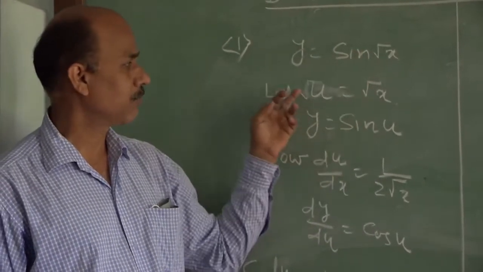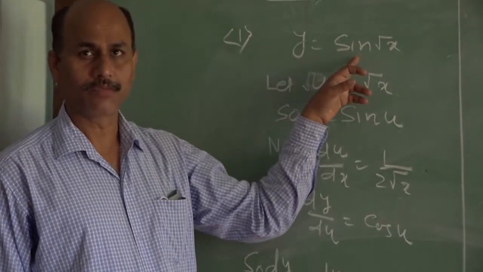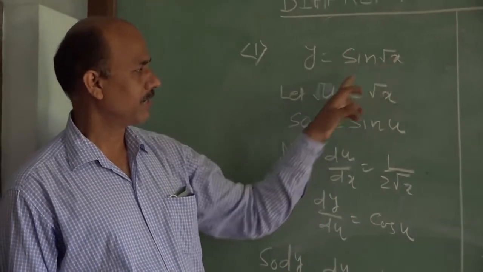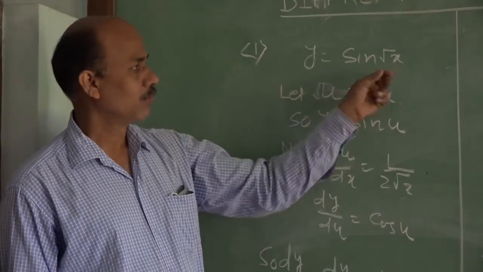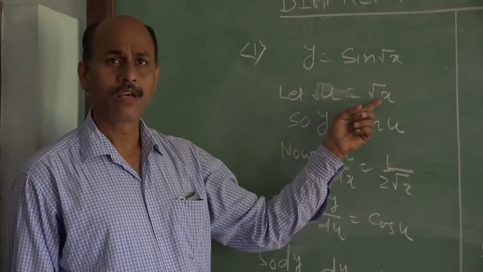So we have to imagine certain things here in order to convert this y into the standard form. What I have done is, you have to imagine u is equal to root x. This root x, which is given as the angle of this sine, you should imagine as u.